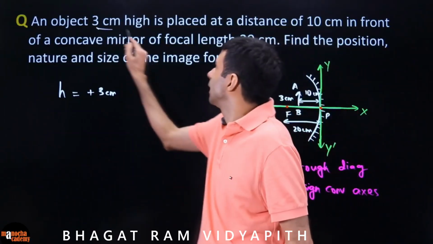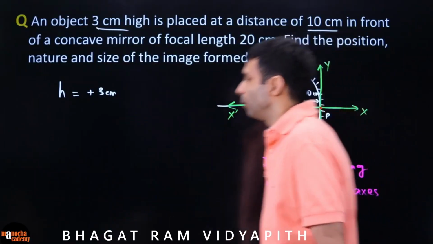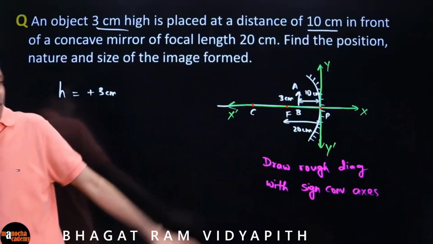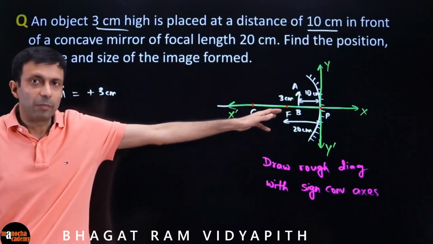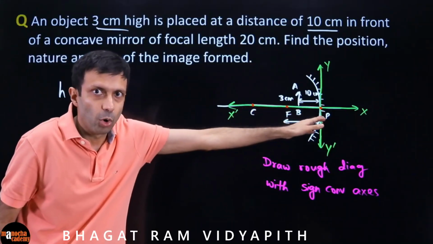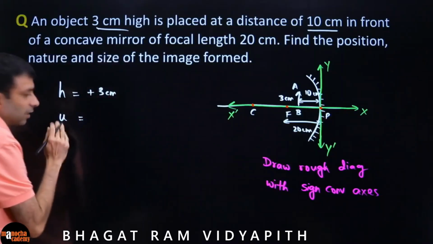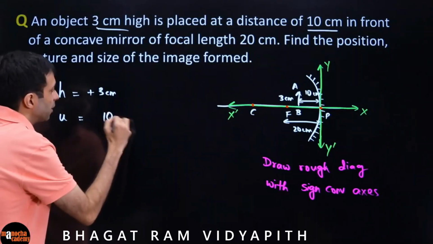Next thing given, so this part is done. It is placed at a distance of 10 centimeters in front of the concave mirror. So when we look back here, 10 centimeters in front of the concave mirror, that means this is object distance. We are talking about the object. Distances are measured from the pole. So object distance means U. That is the symbol of object distance, 10 centimeters.